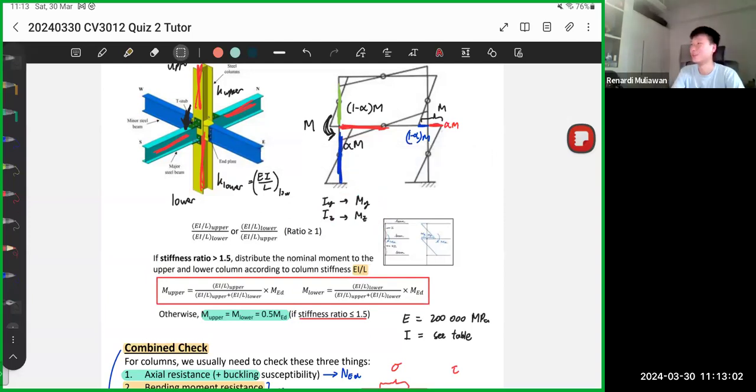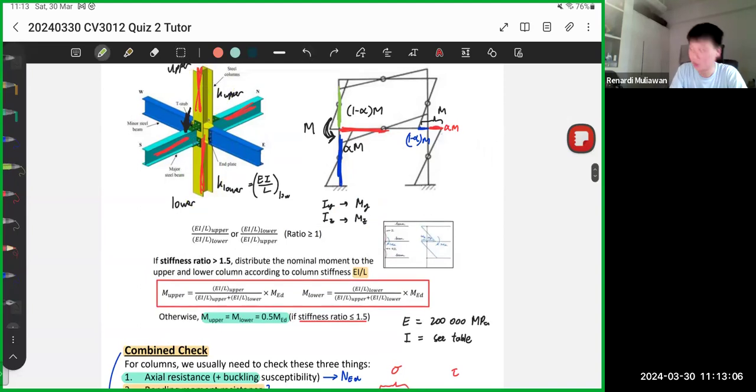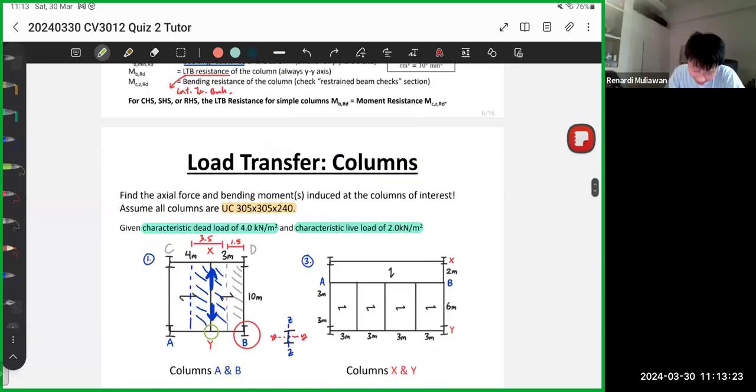But usually, once again, the top column and the bottom column use the same section, so we have the same IY and IZ. Usually I is not looked at unless the section is different. Then you need to consider IY and IZ separately. So I hope that's clear.